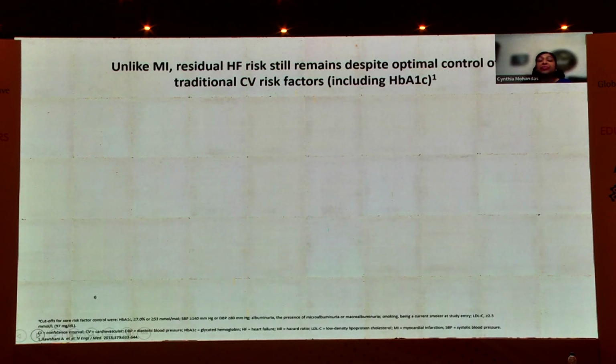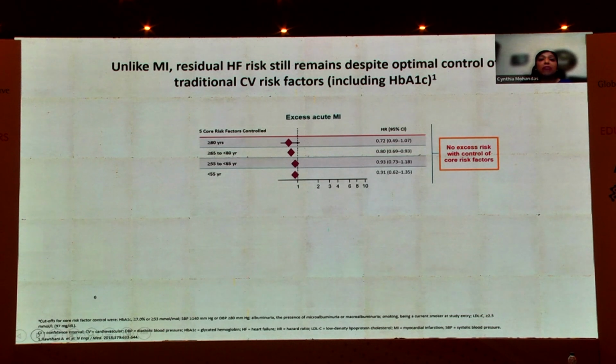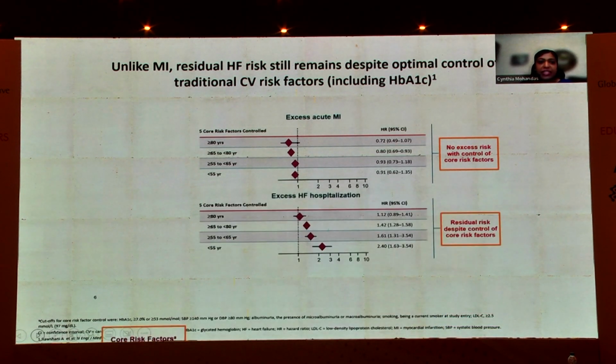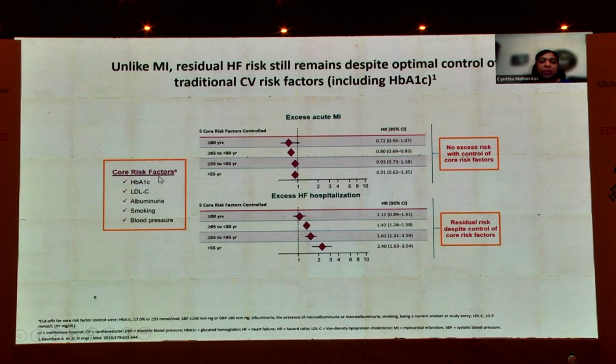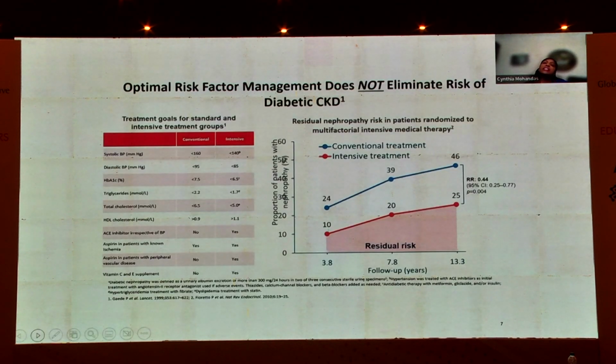Unlike MI, residual heart failure risk still remains a big problem despite optimal control of traditional cardiovascular risk factors, which are all listed here: HbA1c, LDL, albuminuria, smoking, and blood pressure. Optimal risk factor management does not eliminate the risk of diabetic CKD, which is the same as we spoke about in other slides about cardiovascular disease and heart failure.